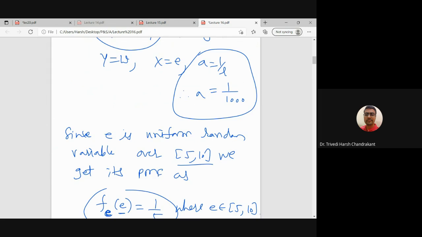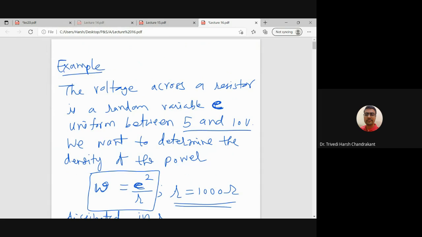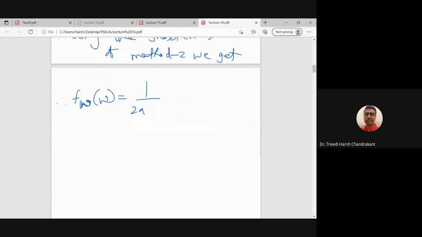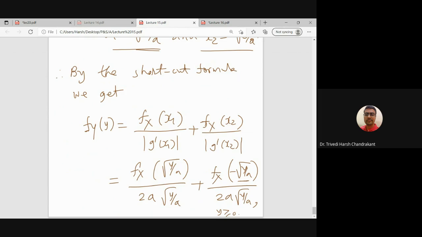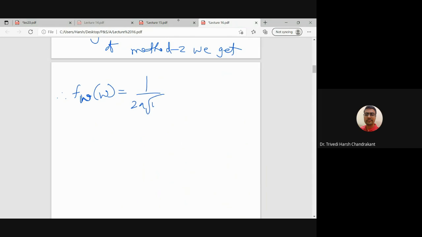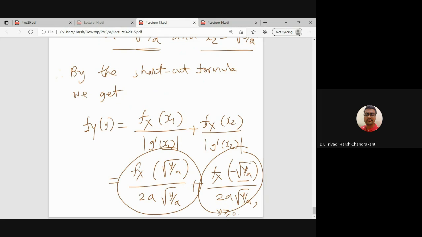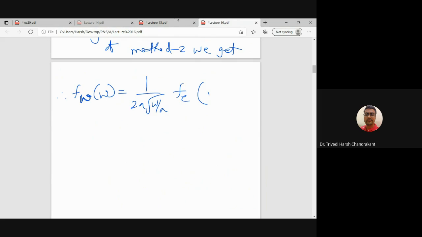Is 1 upon 2a. So let us go back to the formula which we derived. What is the formula? The negative root we will not keep. We'll take only this term. So this term is 1 upon 2a square root y by a. But the y variable is now the w variable. So that means 1 divided by 2a root w by a, and then f of the given random variable at the root, which is square root w by a.